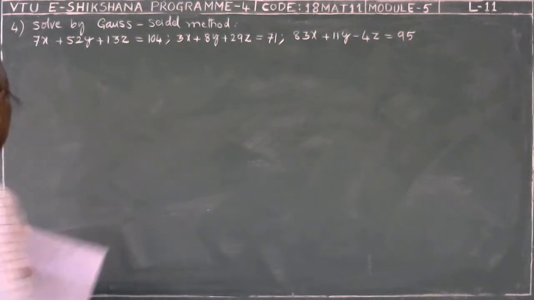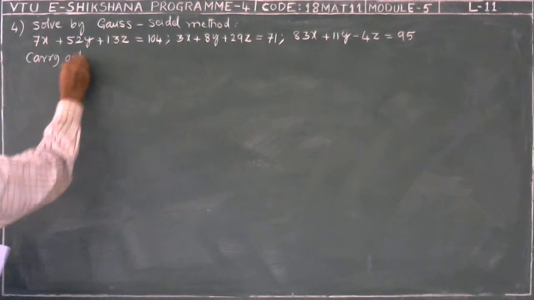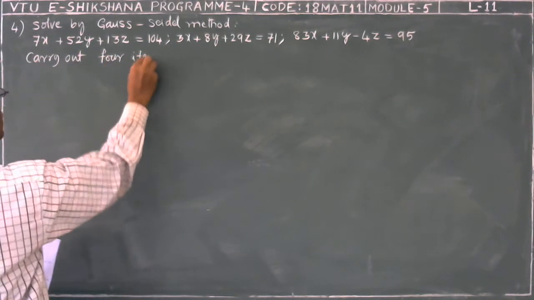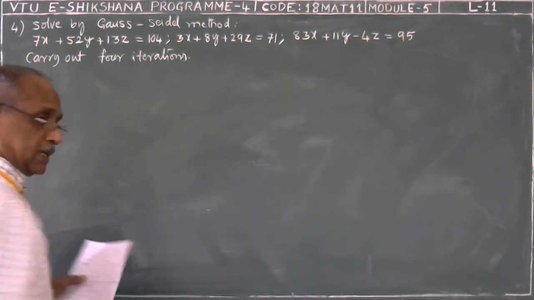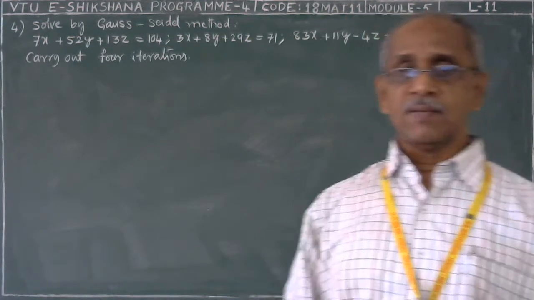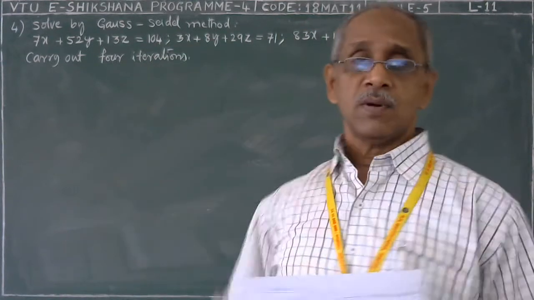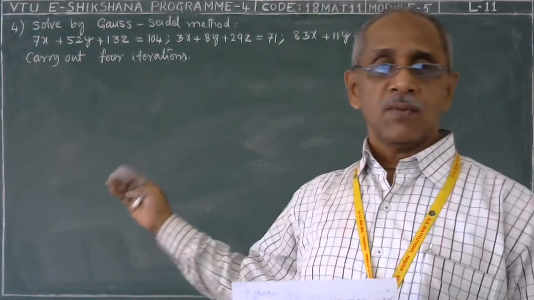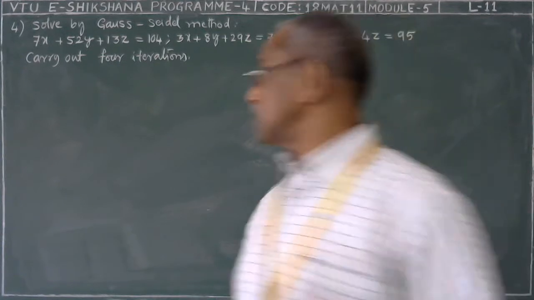Carry out 4 iterations. So here we don't have to compare the two successive iterations to see whether they are equal to the desired accuracy or not. Simply carry out 4 iterations, 1, 2, 3, 4, and take the values at the 4th iteration as the solution of the given system of equations.